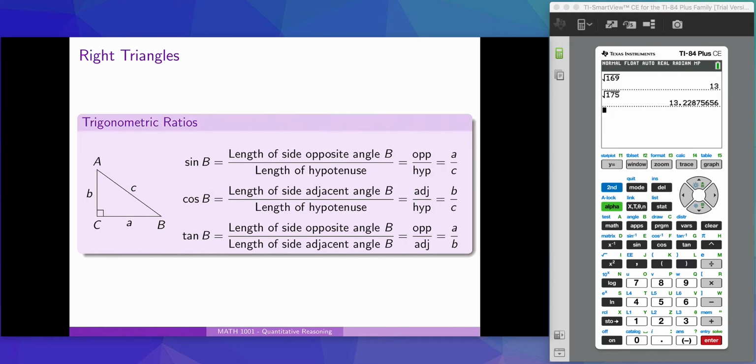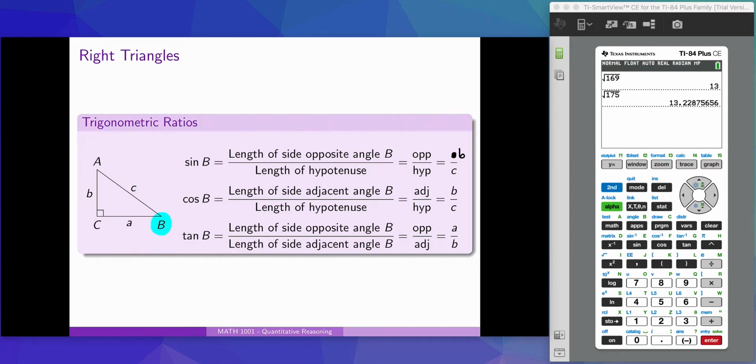We could also think about these from the point of view of angle B. If we're looking from angle B's point of view, the sine of B, well, sine is still opposite over hypotenuse. Sine is always opposite over hypotenuse. So from B's point of view, opposite over hypotenuse is B over C. Oops, I copy pasted and forgot to change that, didn't I? Okay. So now from the point of view of angle B, the cosine of angle B is adjacent over hypotenuse. I bet this is going to be wrong again because I think I copy pasted and forgot to change that part.